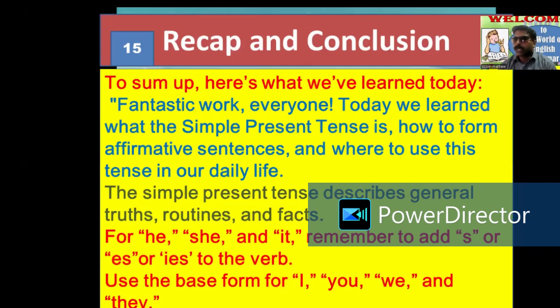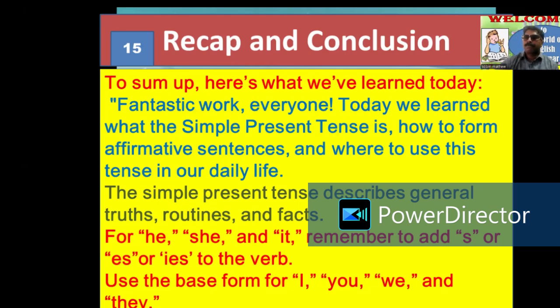Let's move to the next slide on recap and conclusion. The teacher says to all students, fantastic work, everyone. Today, both of you performed well in the class. This is for a motivation to students.